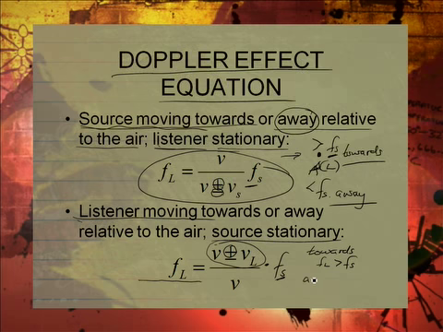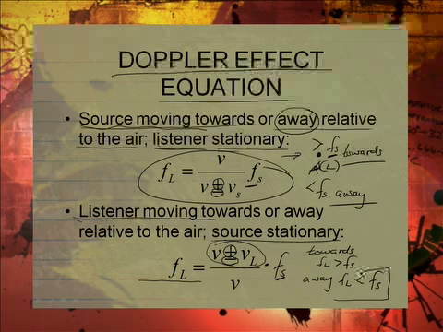If the listener is moving away from the source, we expect the frequency of the listener to be less than the frequency of the source. For that reason, we will make this numerator less, and therefore we're going to go for the minus, and that would give us a frequency lesser than the frequency of the source.